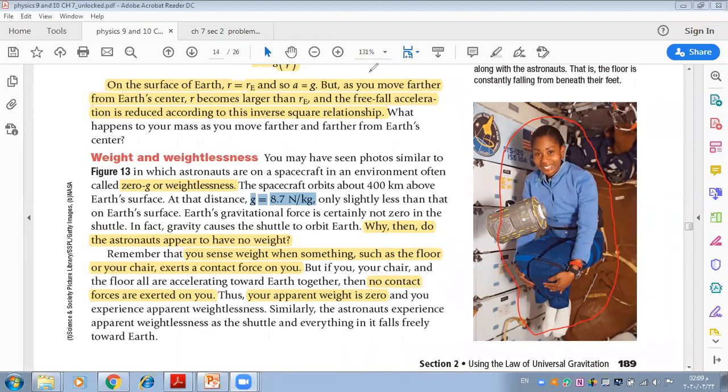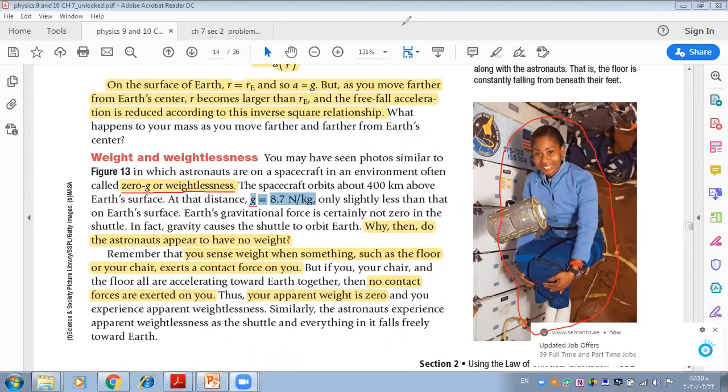Yes, because she is in zero gravity. No, zero gravity means weightlessness. Why does she feel weightlessness? Why does this happen? Is the gravity zero? No. This state we call zero gravity or weightlessness, but it is not zero. The gravity actually is 8.7. But why does she feel she has no weight? Because there is no contact force on you. Excellent, because there is no contact force.